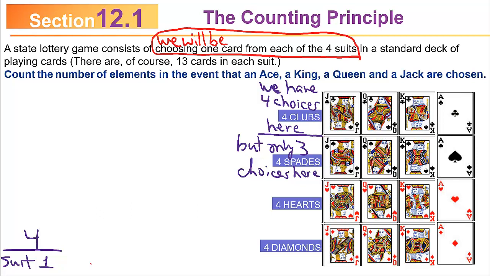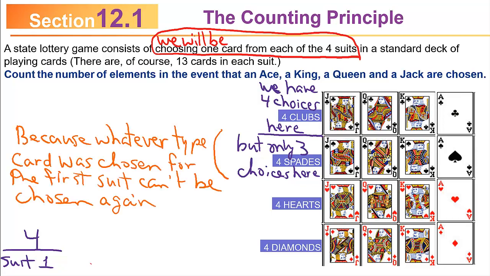So whatever I chose for the clubs, I just said suppose it's a jack, but it doesn't matter. Suppose it's a queen or an ace. Whatever it is, it can't be chosen again. So by the time I move down to the spades, whatever got chosen from the clubs has to be eliminated. I've got to get something that I didn't choose before, so there are only 3 choices. And then when I go to the next one, I can't choose either of the 2 that I got already because I want to get one of each.